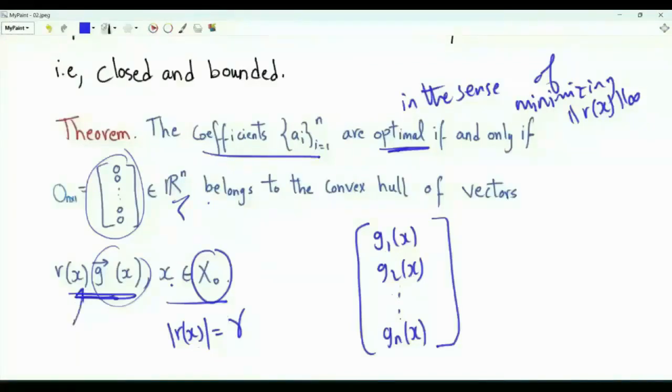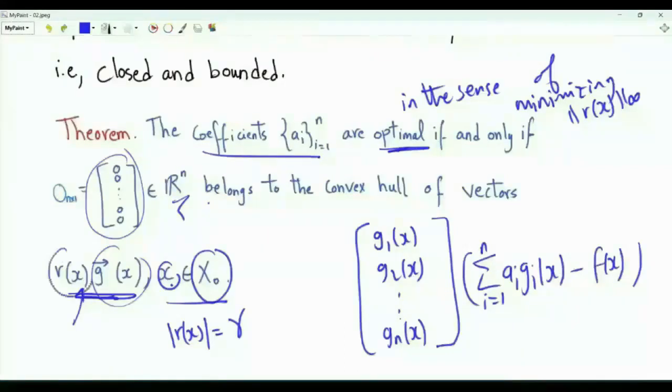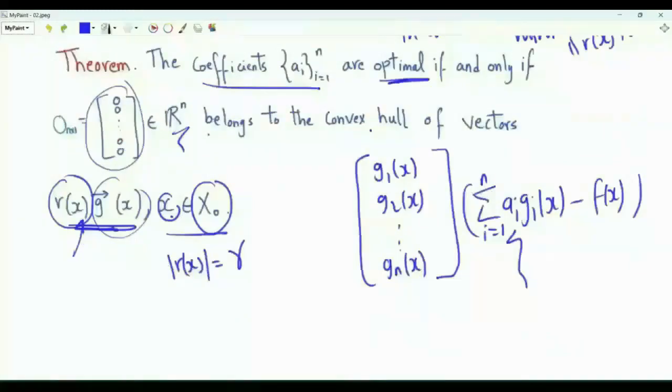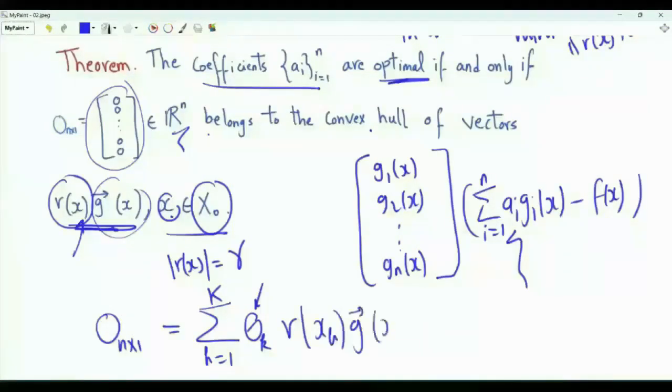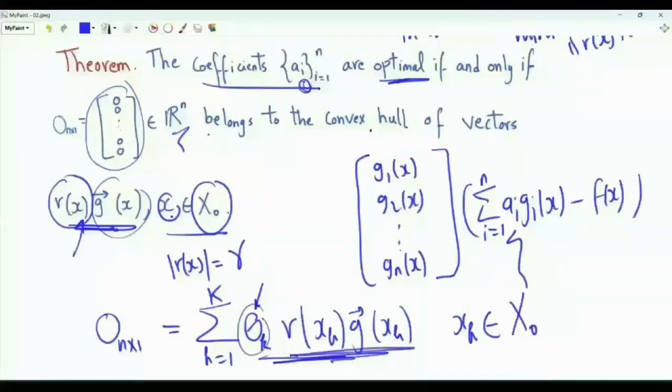We take this n-dimensional vector multiplied by the scalar, so we still get an n-dimensional vector, and the scalar is r of x. R of x has a magnitude equal to gamma because the small x is in big X sub 0, and r of x itself as an expression is summation i from 1 to n, ai gi of x minus f of x. The a coefficients are living in this r of x. They are right here. The coefficients are optimal if and only if we can take the all zero vector in n dimensions and write it as a convex combination of those vectors. So there are theta k's, those are non-negative and their sum is equal to 1. And we can write down the all zero vector as this convex combination of vectors that look like this, where xk is in the set big X0. If the all zero vector can be written as this convex combination, then the coefficients are optimal. And if the coefficients are optimal, then we can take the all zero vector and write it down as a convex combination of those vectors.